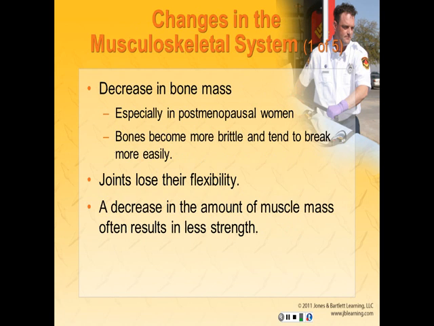Changes in the musculoskeletal system. Aging brings a wide variety of changes to the musculoskeletal system, and it includes a widespread decrease in bone mass in men and women, but especially amongst postmenopausal women. Bones become more brittle and tend to break more easily, and the discs between the vertebrae of the spine begin to narrow, and a decrease in height of between 2 to 3 inches may occur through the lifespan, along with changes in posture. Joints lose their flexibility and may be further immobilized by arthritis, and a decrease in the amount of muscle mass often results in less strength.